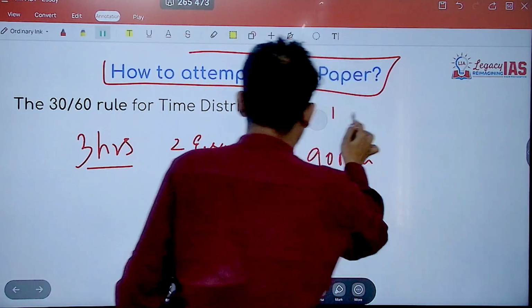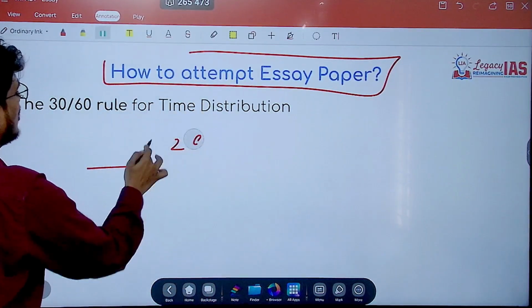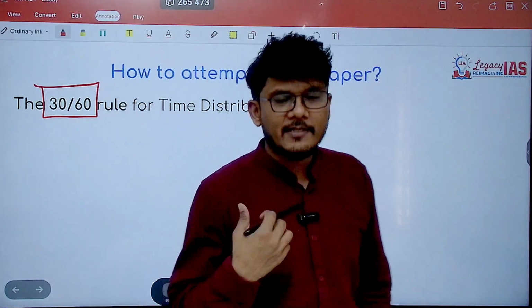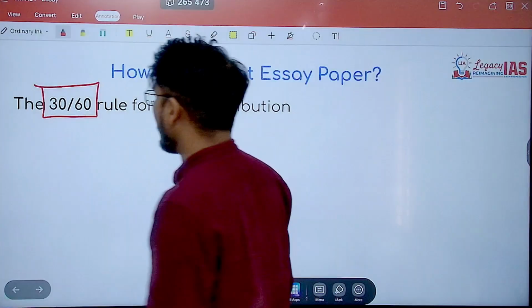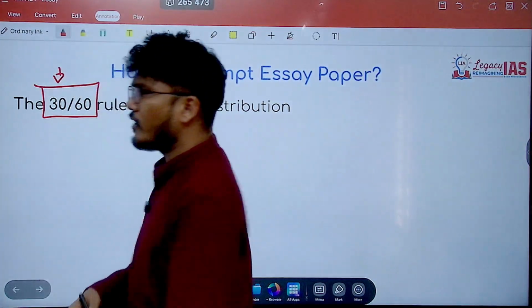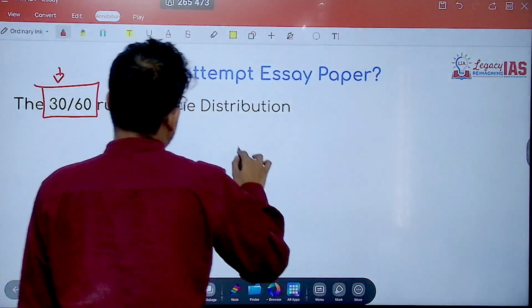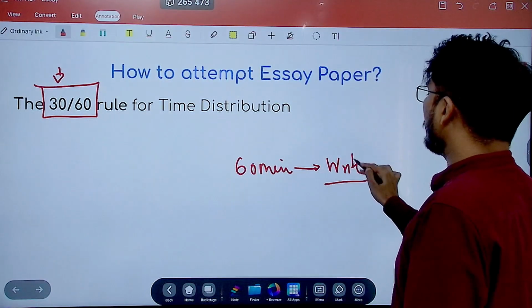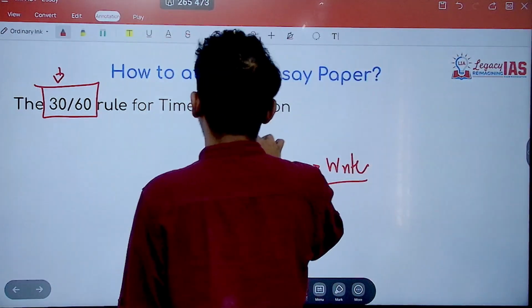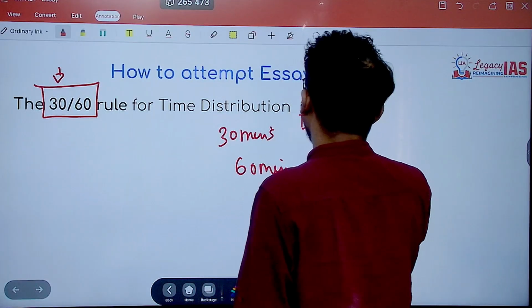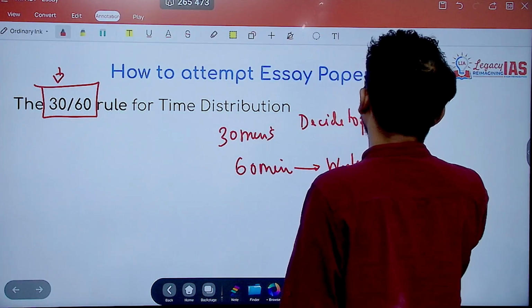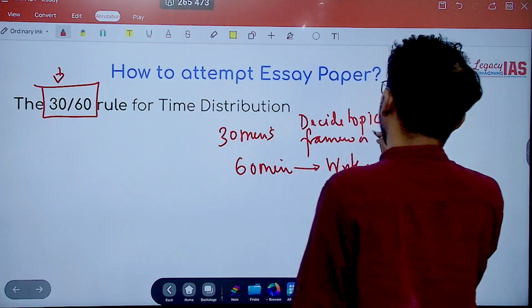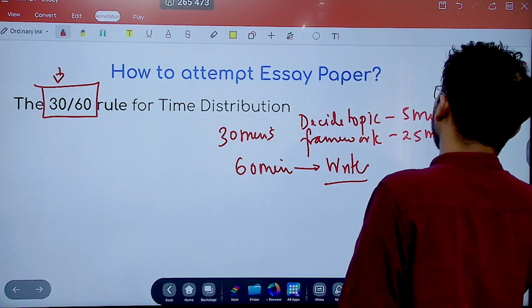The logic of the distribution is very straightforward. Apply the 30-60 rule. What is this 30-60 rule? For one essay, I am giving you the 30-60 rule, and the same applies for the other essay also. 60 minutes to write the essay and 30 minutes to decide the topic. Maybe you require 5 minutes to make the framework of the essay, around 25 minutes.